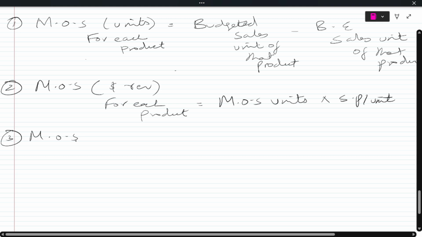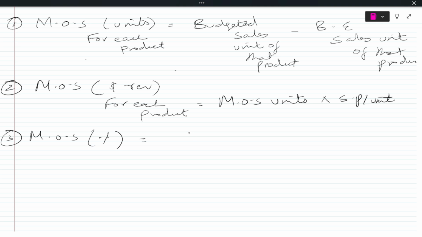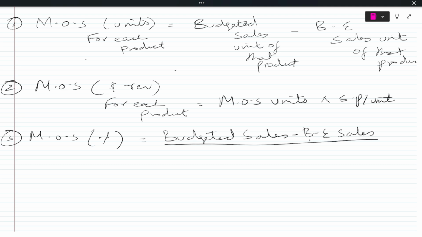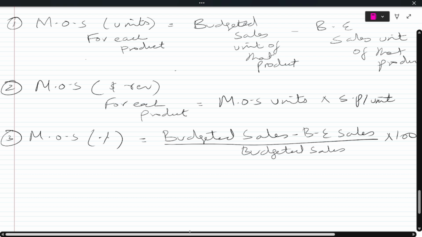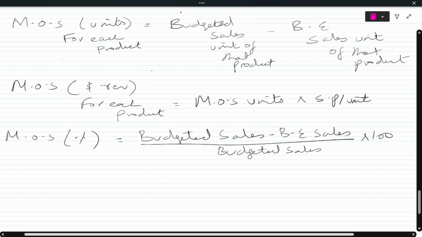Clear? Now the third formula is for calculating margin of safety in terms of percentage. So if you have to calculate the margin of safety in terms of percentage, you can just take the budgeted sales. It is going to be the same formula that we learned in the single product, right? Budgeted sales minus break-even sales, and you are going to divide it by the budgeted sales, right? And then multiply it by 100. So that is your margin of safety in terms of percentage.